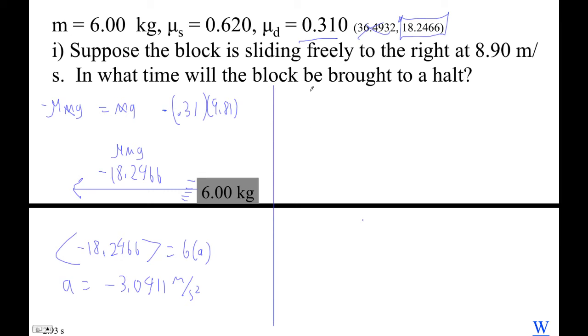So now we got to suvat this, right? It's moving at 8.9 meters per second to the right. And then we want to bring it to a halt. So final velocity is 0. Our acceleration is this guy, negative 3.0411. And we want to know time, so I guess we use no s.